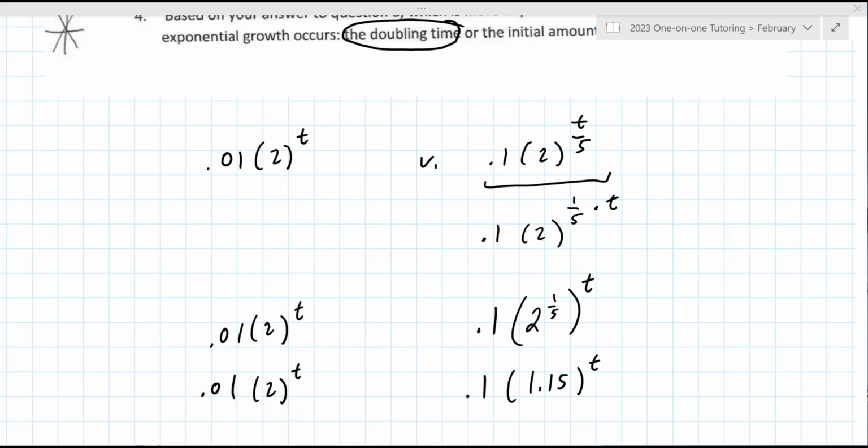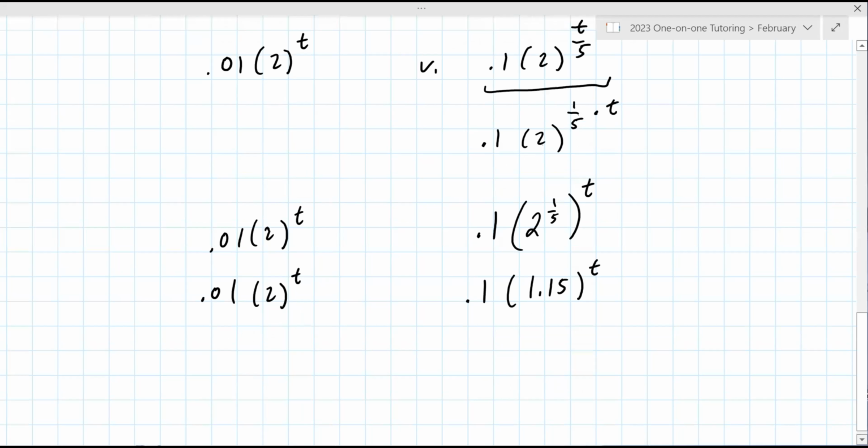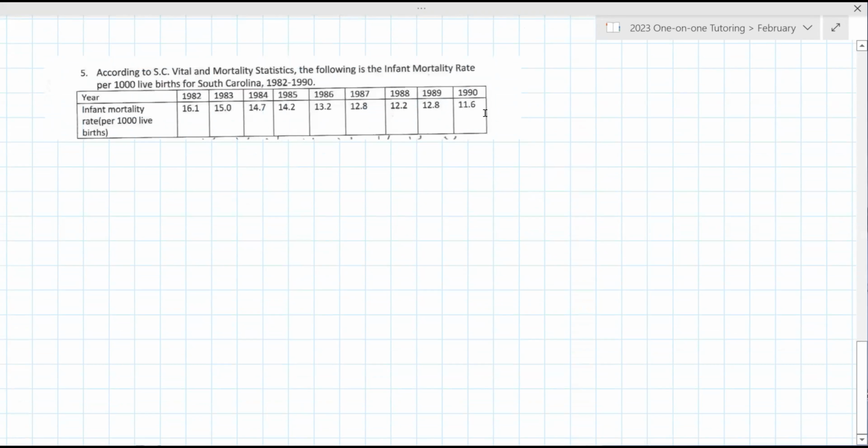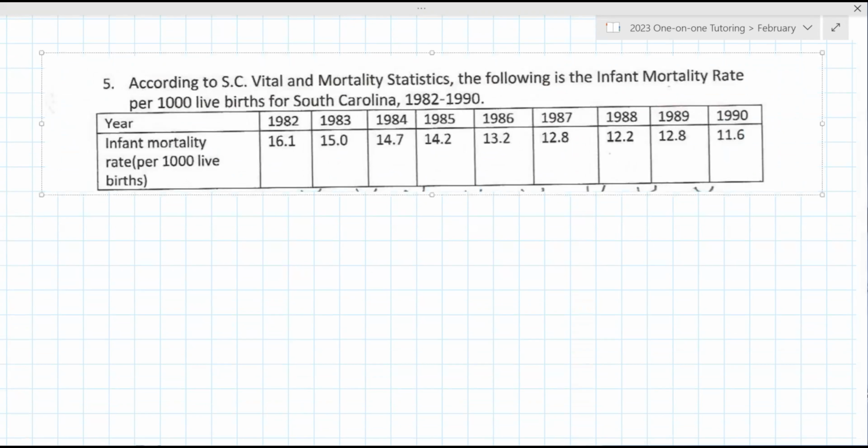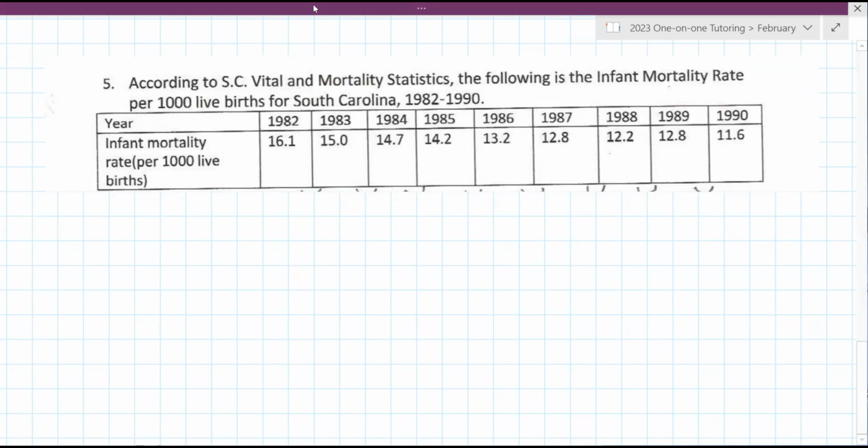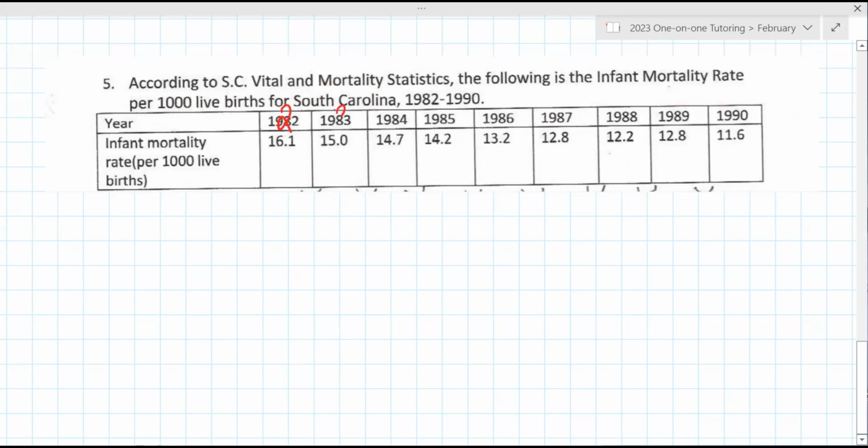So it looks like 5C is next. Is that right? Yes. Okay. And you were supposed to make this modification where you adjust the year so that 1980 is year one. Is that right? Yeah. This is easy for me to do because I can just overlay, but it's 2, 3, 4, 5, 6, 7, 8, 9, 10. Right. Okay.